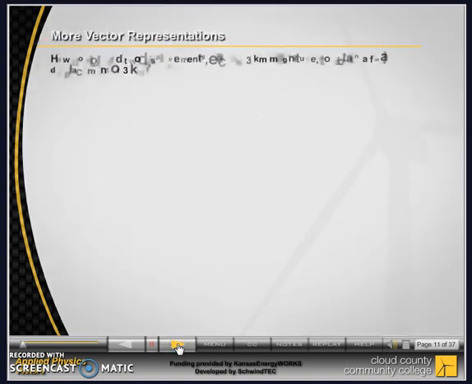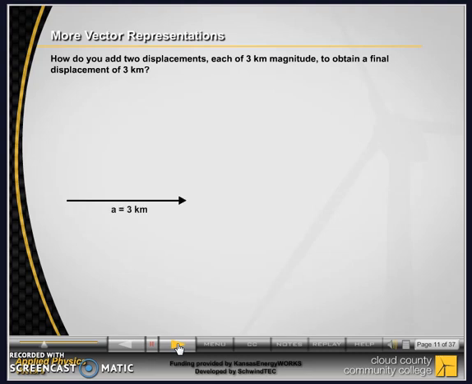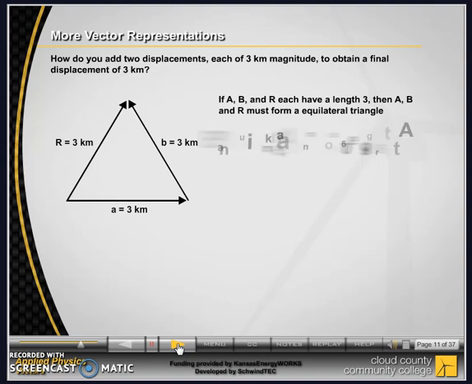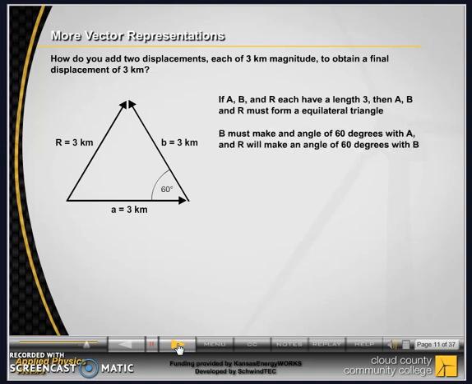Previously, you were asked how you might add two displacements, each of 3 kilometers magnitude, to obtain a final displacement of 3 kilometers. From this graphical method of adding vectors, you see that the resultant R and the two vectors A and B form a triangle. If A, B, and R each have a length 3, then A, B, and R must form an equilateral triangle. This means that B must make an angle of 60 degrees with A, and R will make an angle of 60 degrees with B.